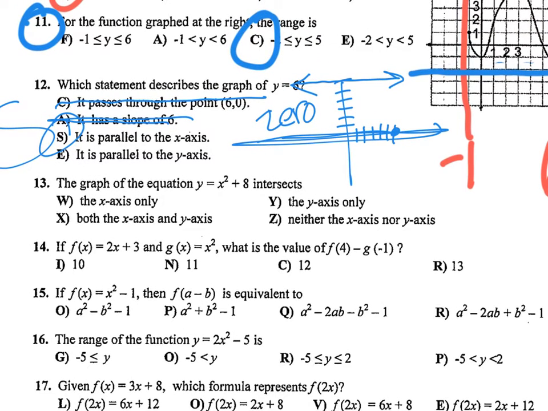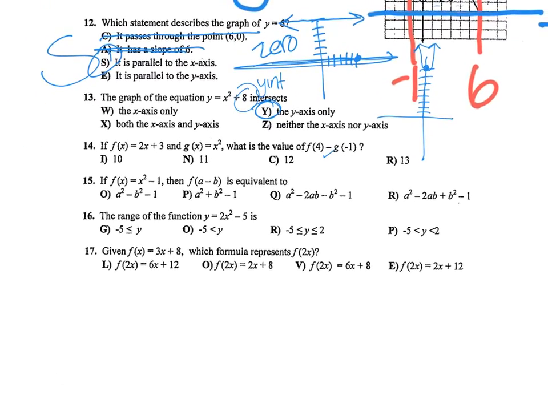All right. On number 13, here's what I'm going to do. This is what the graph looks like: x squared plus 8. 8 is going to be my y-intercept. My equation's going to look like that. That's what my parabola is going to look like for this one. So it intersects the y-axis only. So the answer is Y. Okay. Let's go to 14.